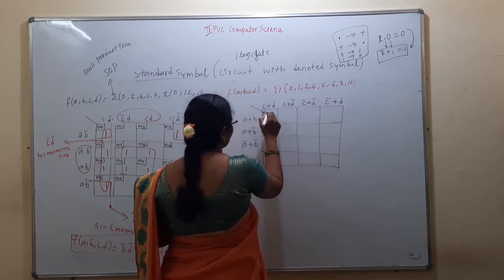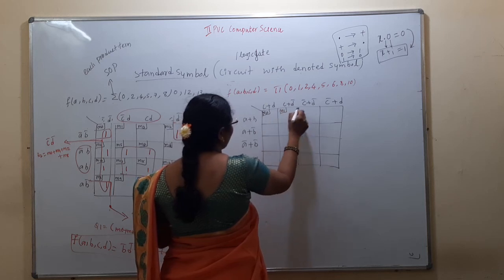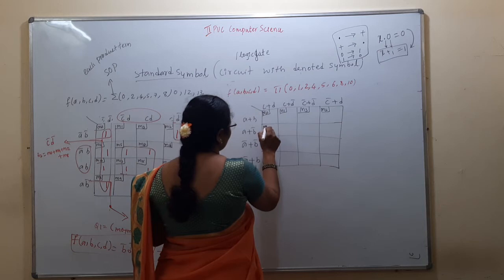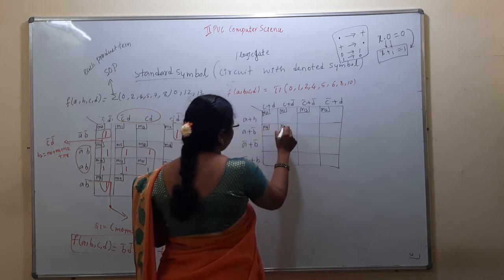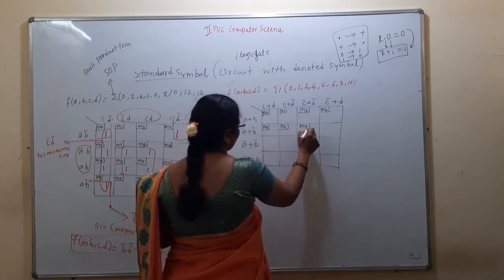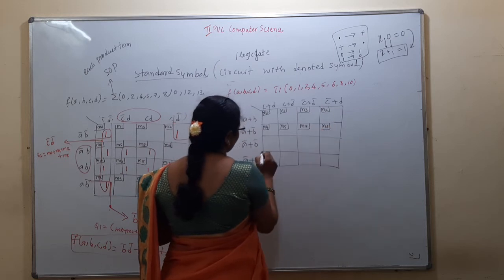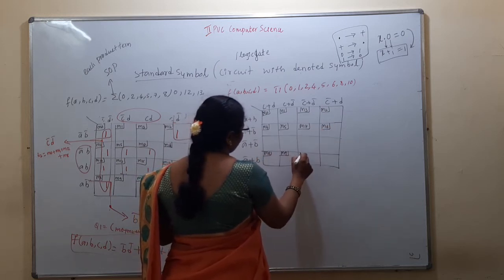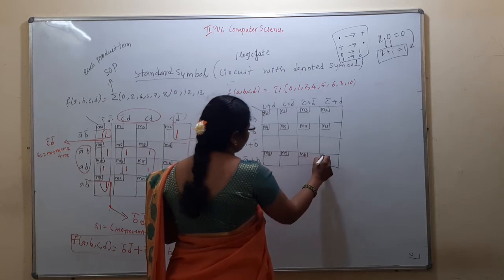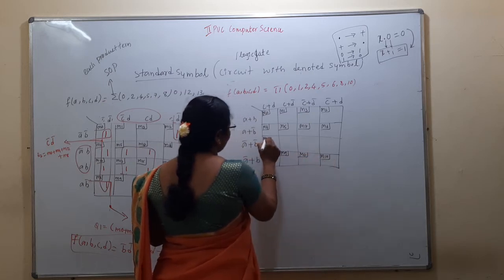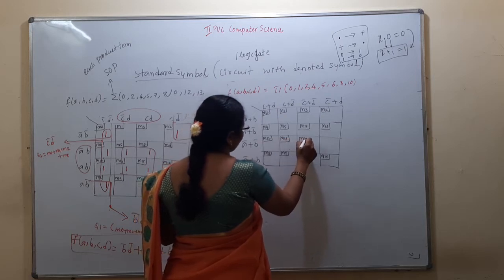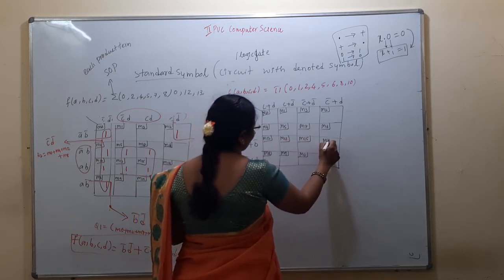This is M0, write in the capital letter, M1, M3, M2, M4, M5, M7 and M6. Then M8, M9, M11, M10. Then M12, M13, M15, M14.